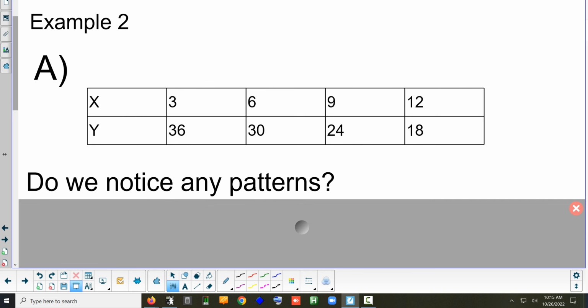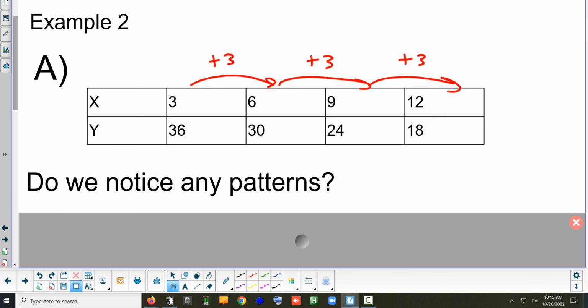Yeah? What do you mean when you say counting by threes? Like, what do you do each time to get to the next one? You add 3. Add 3. Add 3. Add 3. Again, you guys can just watch this part. There's not really a spot on your notes for it. But that's very important. We add 3 each time. Does anybody notice anything else? Yep. For the y's, it's minus 6.